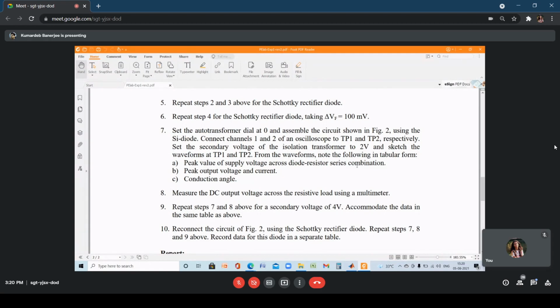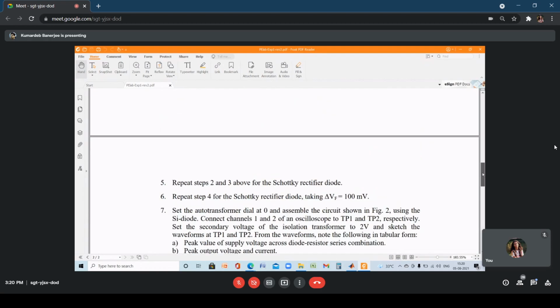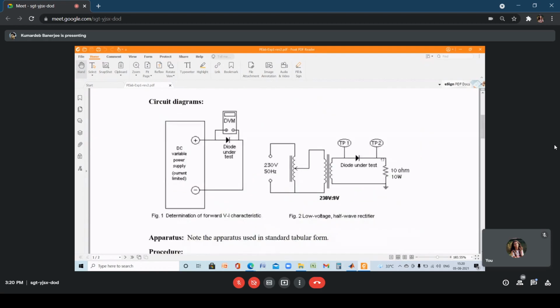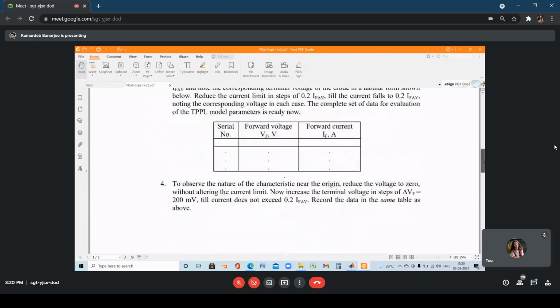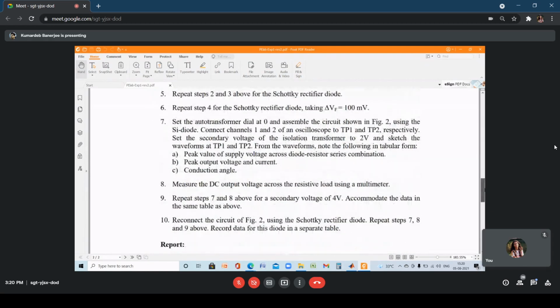Now this particular wave is across a 10 ohm resistance. If I go back, it's a simple 10 ohm resistance over here. So the peak voltage found or calculated over here, if that is divided by 10, will give you the peak current, right? And then finally, what is the conduction angle?